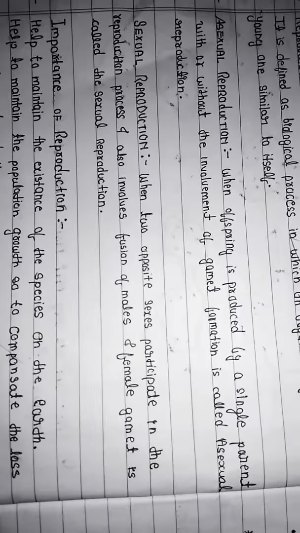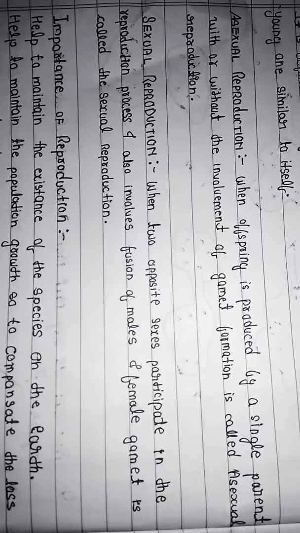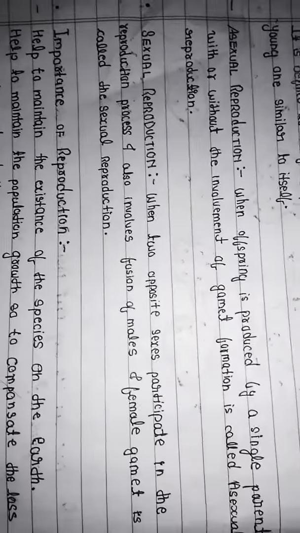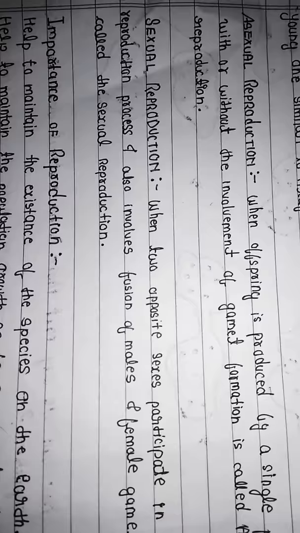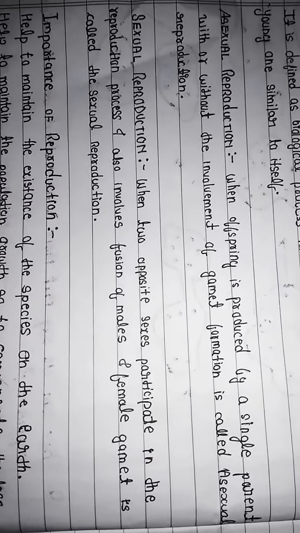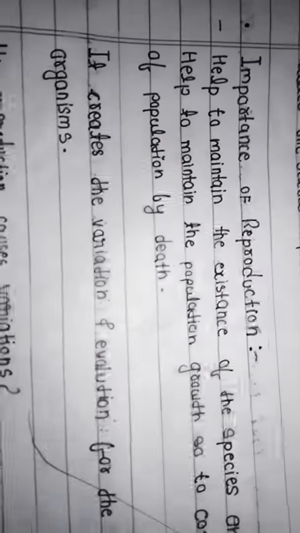Now in sexual reproduction there is the participation of two parents. When two opposite sexes participate in the reproduction process and it also involves fusion of male and female gametes, it is called sexual reproduction. Now, some importance of reproduction.